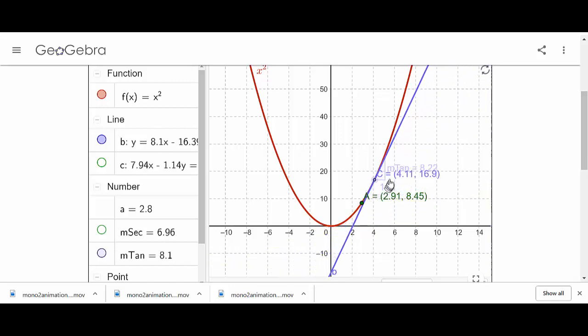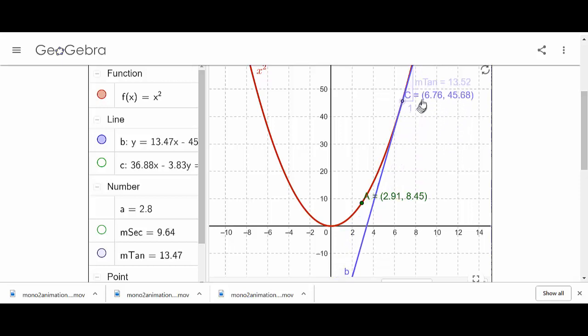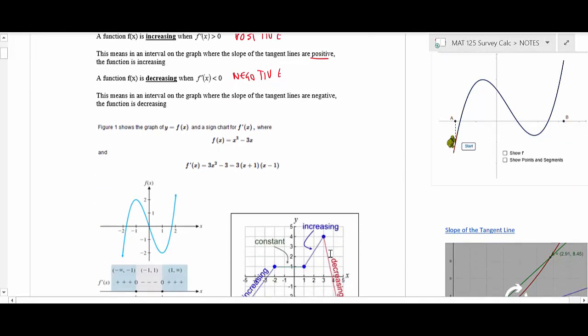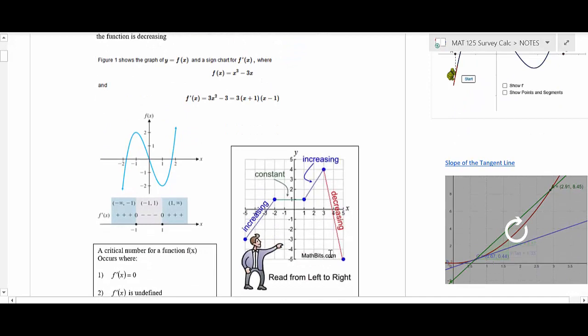So the slope of that tangent line is getting steeper and steeper like that. All right, so those two things should hopefully show you pretty well what I'm talking about by that basic fundamental definition.